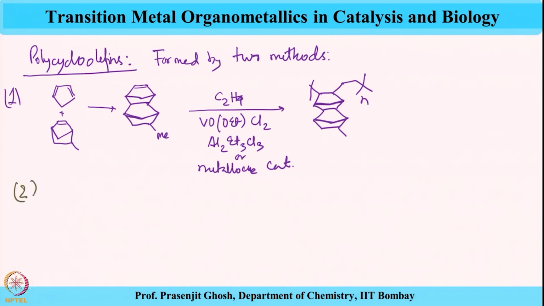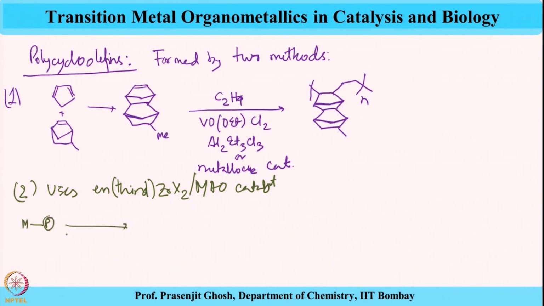The second pathway uses a zirconium X2 MAO catalyst, and the reaction is shown over here. So, it already has a polymer chain building on it, and then this olefin comes. The first step is the insertion of this olefin on the metal polymer chain, and that gives this inserted product.